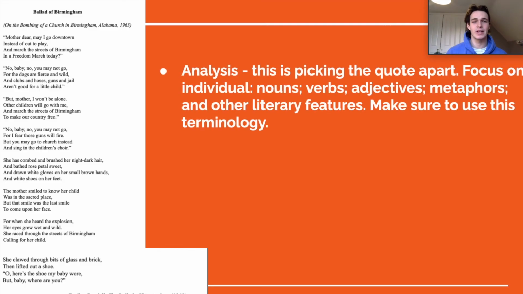This is when we really pick the quote apart, okay? And we focus on picking out individual things. So we label things like the noun baby, right, which is very informal, very close language. Or we can pick out a verb, an adjective, a metaphor, a simile, use of onomatopoeia, or alliteration, things like that, other literary features. And you really need to make sure that you actually use this terminology. An examiner doesn't just want to hear you say, this word does this. They want to know that you know what kind of word, what kind of literary technique it is.